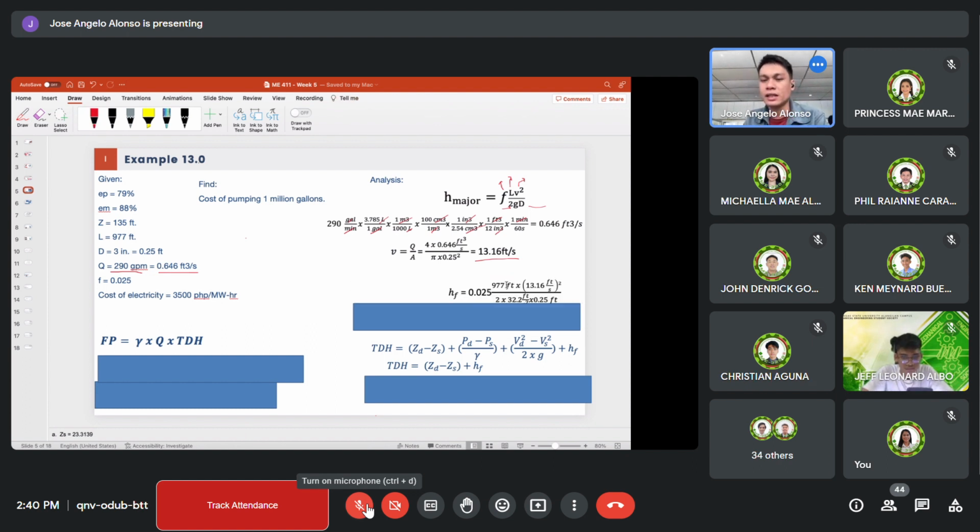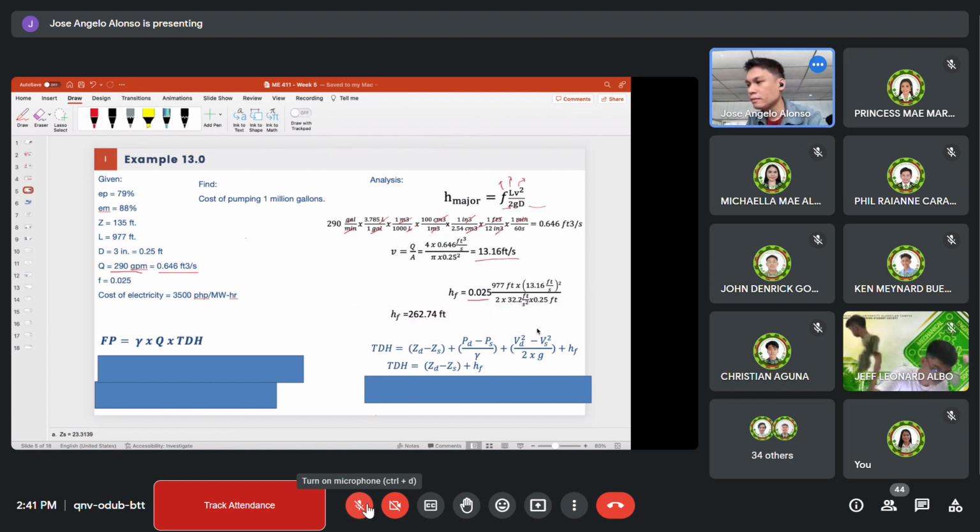Substitute all those values, class. Friction factor of 0.025. As I said earlier, wala tong unit. Dimensionless siya. Length ng pipe is 977 feet. Velocity is 13.16 feet per second, then raise it to the second power, while the acceleration due to gravity is 32.2 feet per second squared, and the diameter ng pipe is 0.25 feet. So do the calculation, it will give you 262.74 feet.